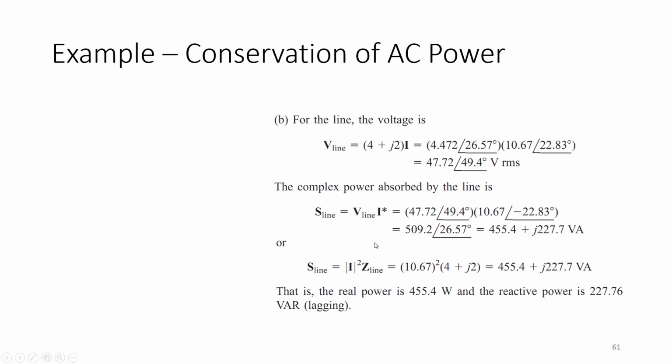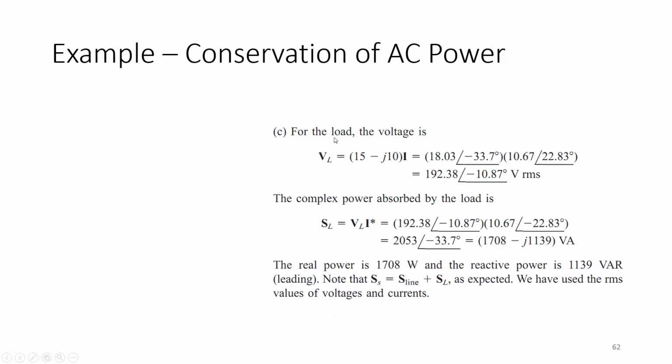Similarly, the complex power absorbed by the line. This is V line. Now we can calculate S line, the complex power absorbed by the line, with this relationship V times I conjugate. This can also be used, but it will result in same equations. And finally, we need to calculate the complex power dissipated across the load. Proceeding in a similar fashion like this one, we need to find the voltage across the load and then need to find the complex power.